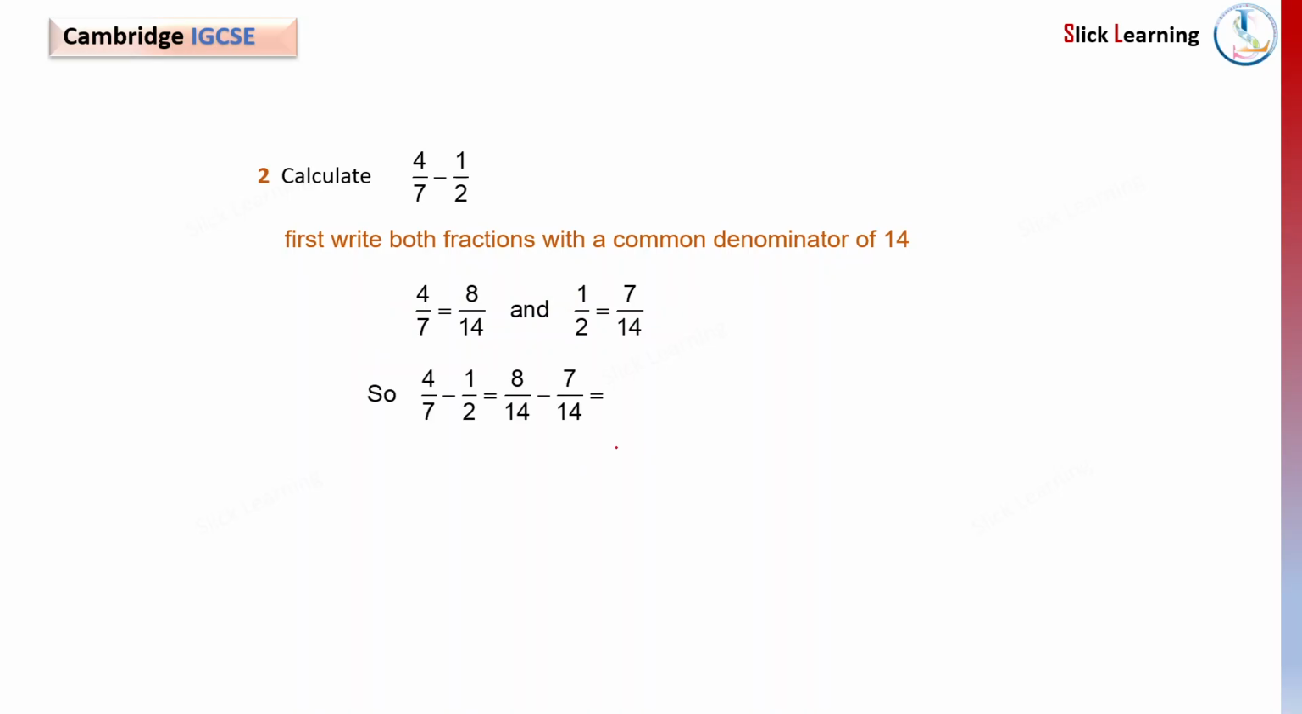So finally we got 8 over 14 minus 7 over 14. Since the denominator is the same, we can subtract the numerators, 8 minus 7, that is 1 over 14. This is already in simplest form. So your result is 1 over 14.